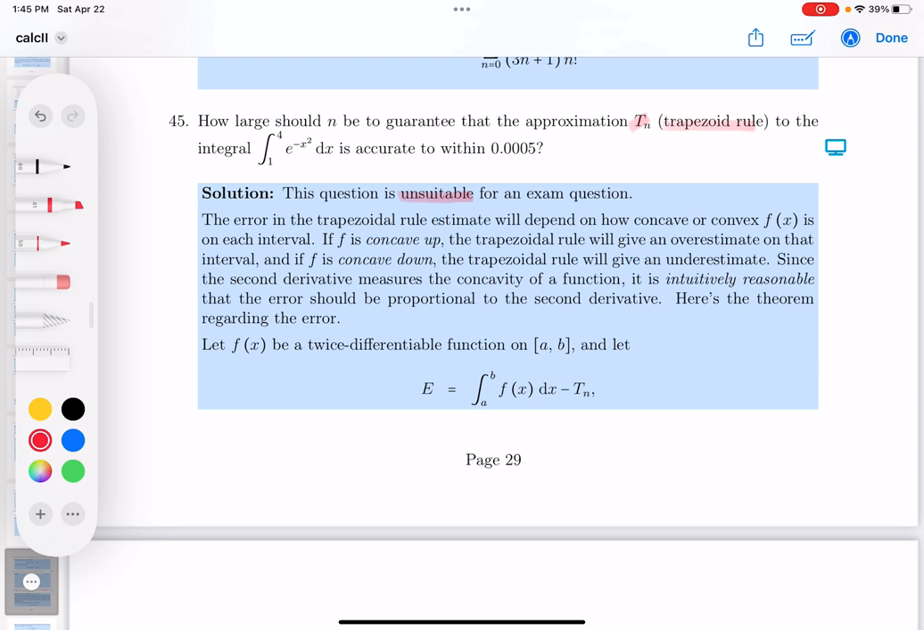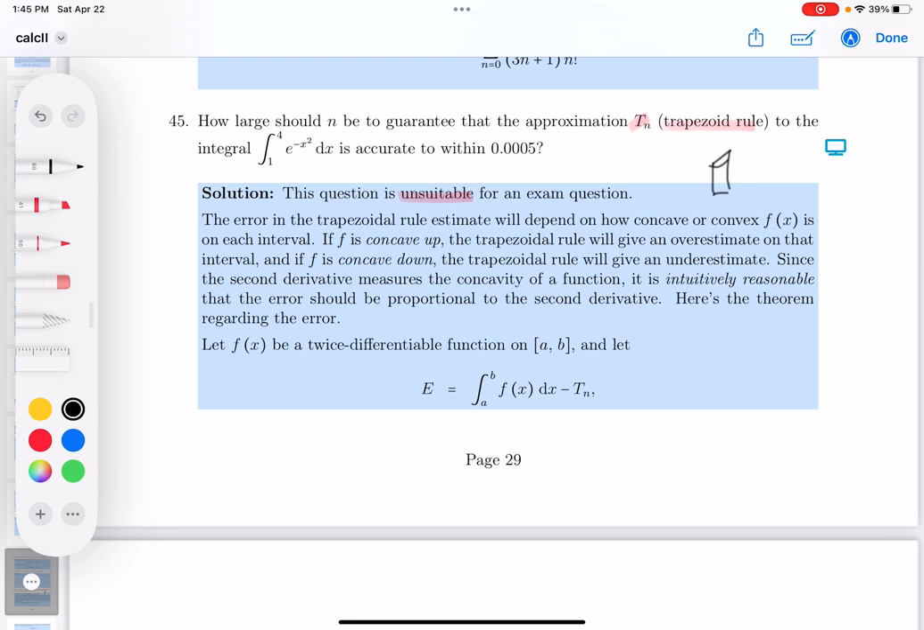But I want to just kind of read it to you, and hopefully you're reading through this as well. It says the error in the trapezoid rule estimate will depend on how concave or convex f of x is on each of the intervals. So if f is concave up, I want to point out what I mean by that. The trapezoid rule is going to look like this over here. All right? That's what a trapezoid looks like. So it goes on and says if it's concave up, maybe on the interval it would look like this over here. The trapezoid rule will give an overestimate.